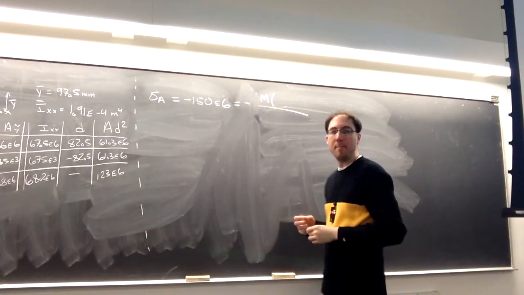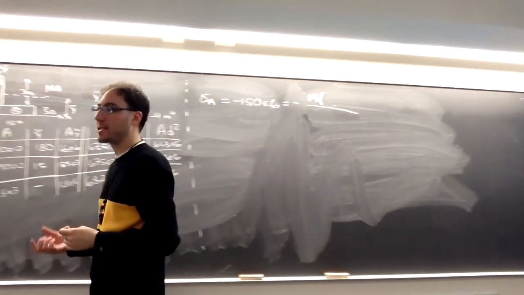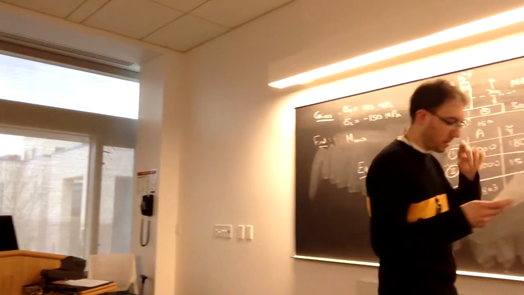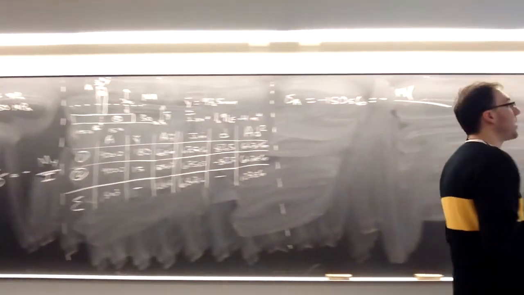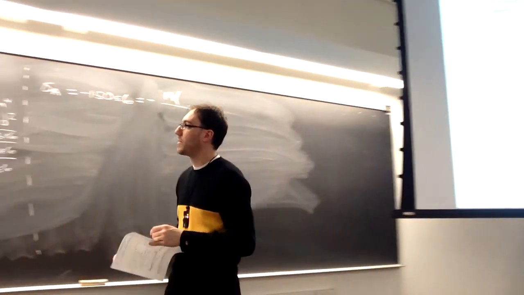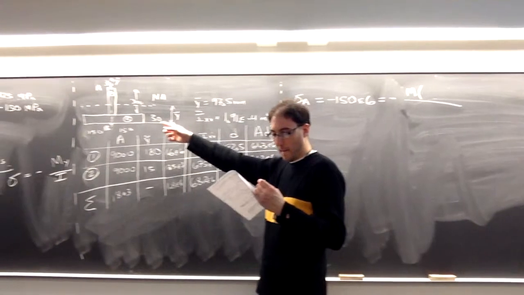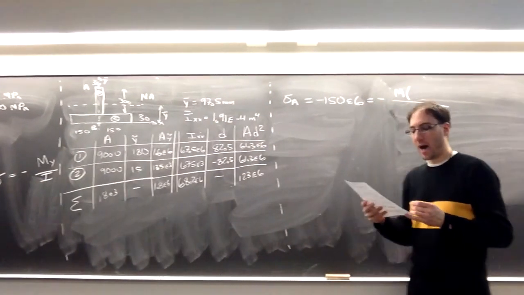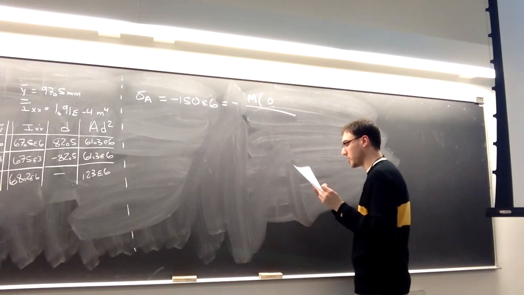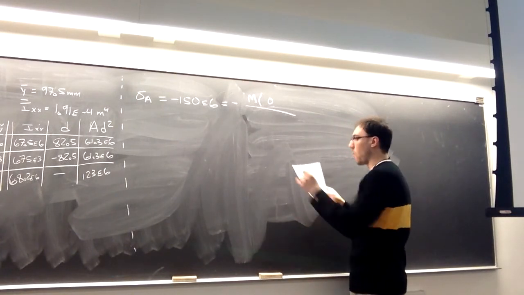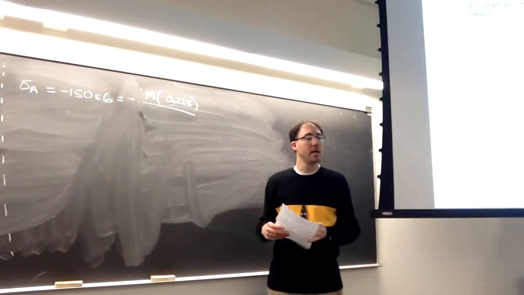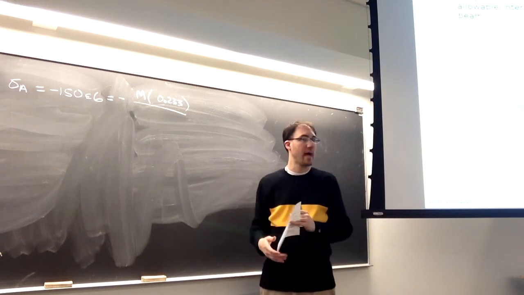So that will be M, which we're looking for, times the distance between point A and the neutral axis. So point A is above the neutral axis, so it's going to be positive. And we can find it's going to be 330 minus 97.5. So in millimeters, it would be 232.5, or 0.2325, converting it into meters. Again, that's positive. It's above the neutral axis.